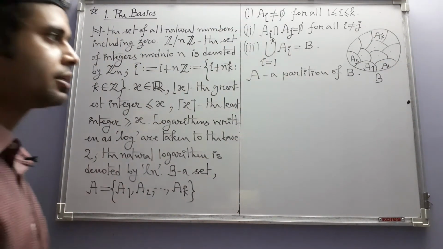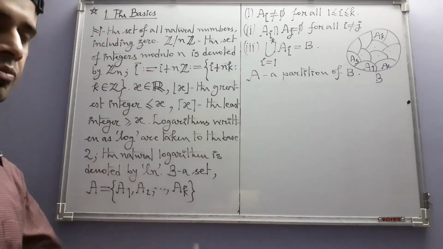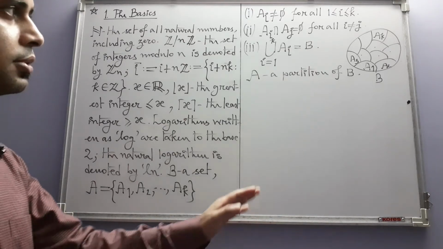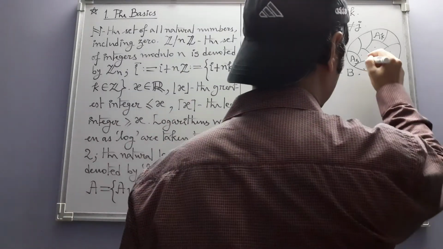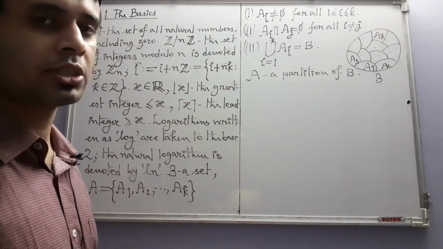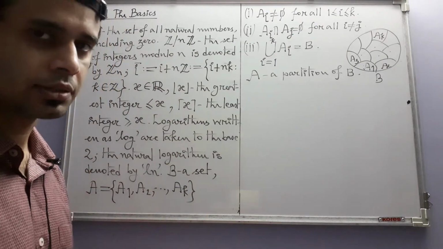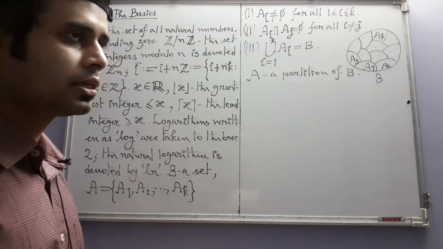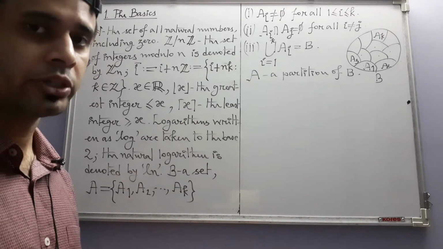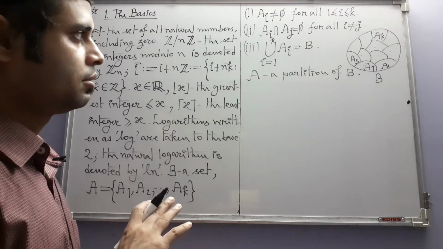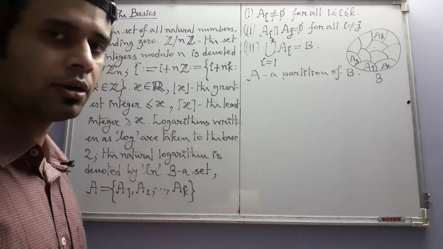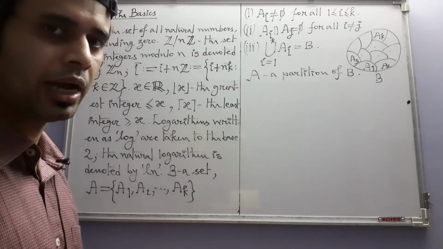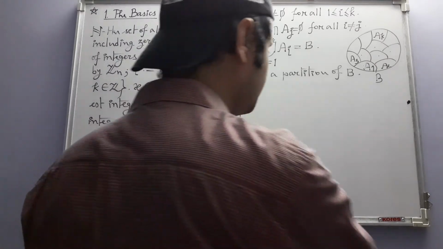Okay, so it's like partitioning a large hall into smaller rooms by some walls separating them. And the condition is that each room must have something in it. Each set is non-empty in the partition, and 2 distinct rooms have nothing, no common area between them. And if we take the grand total, the union of all the rooms, then we get the large hall back. So that is the idea of a partition.